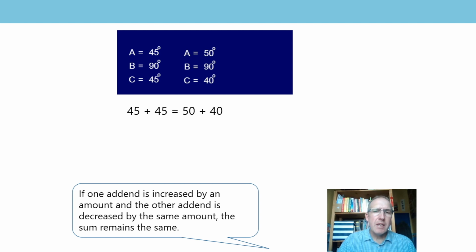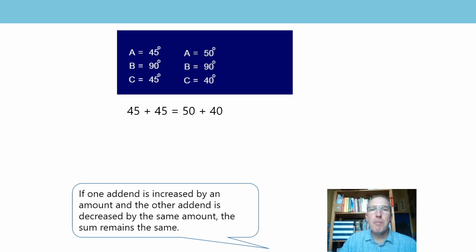If one addend is increased by an amount, and the other addend is decreased by the same amount, the sum remains the same. Now you say it on your own. Let's say it together. If one addend is increased by an amount, and the other addend is decreased by the same amount, the sum remains the same.